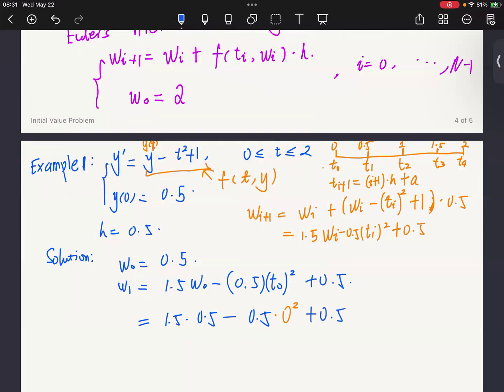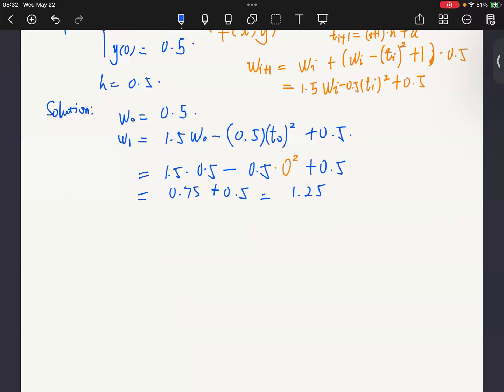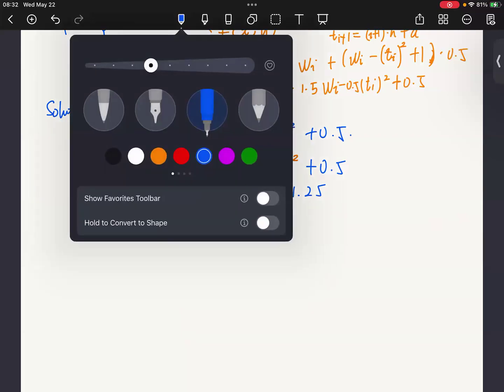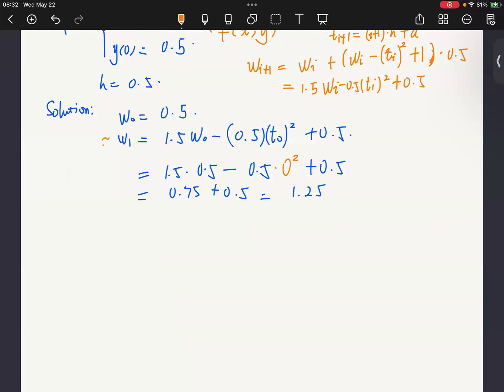So at the end of the day, you calculate all the things we have here, and let me see, the first one should be 0.75, and then plus the 0.5, and we get 1.25. And this is W1, and W1 is the approximation. So I would just write that down. This is the approximation to y(t1).